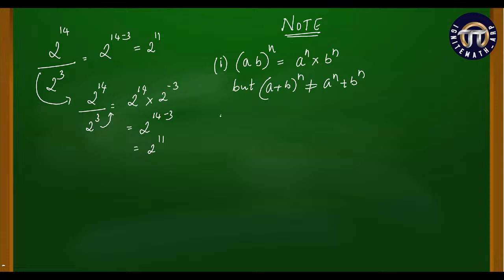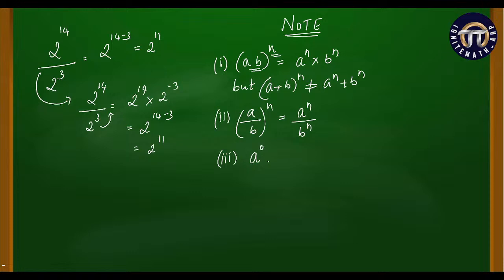Clear, children? So the second case, when I divide one number by another number and raise them to the power of a certain number, then it is a to the power of n over b to the power of n. Okay, so the power belongs to both the numbers only if they are multiplied or only if they are divided. Clear, children?